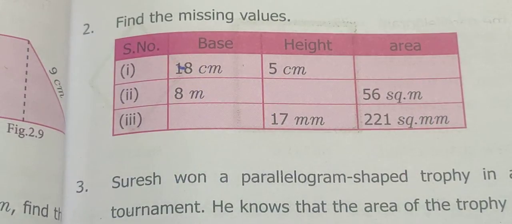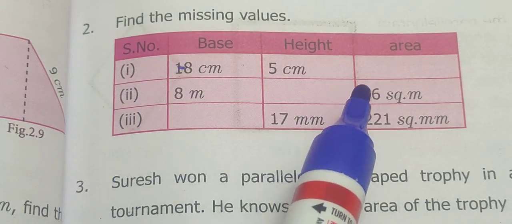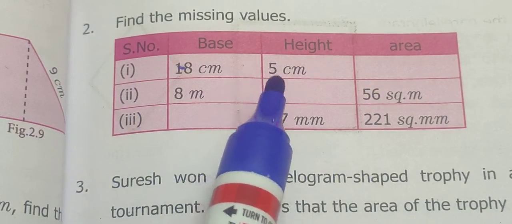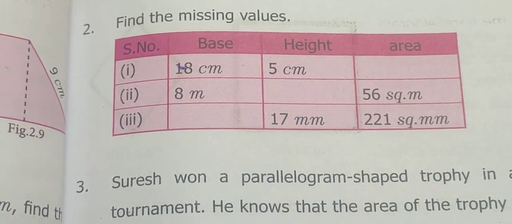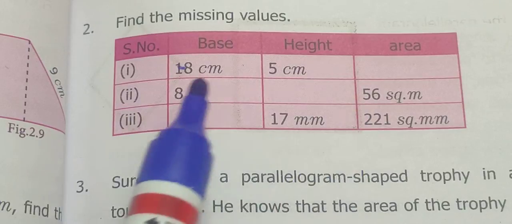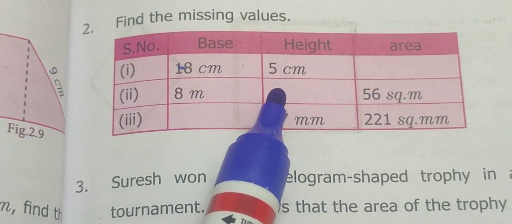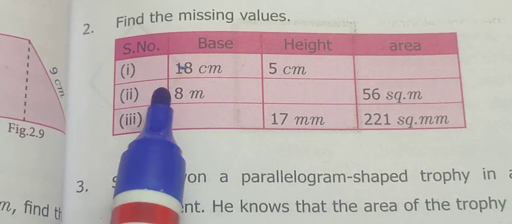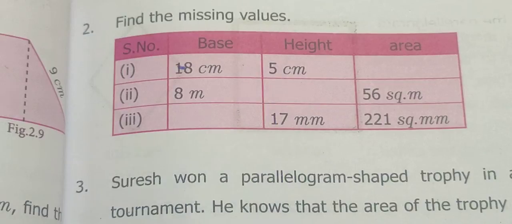Then see the second one. Base is given and area is given. So how will you find the height? Apply all these values in the area formula. Area is given 56 and base is given 8. So we need to find the height. Just keep h on one side and move all the other constants to the other side. Then we will get the height value.